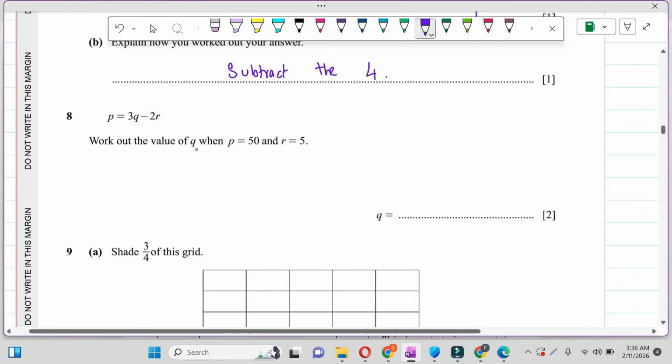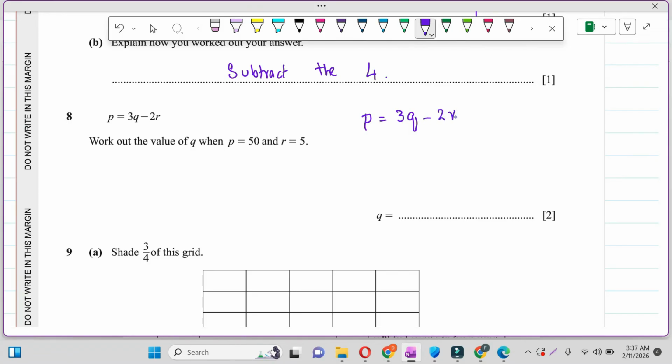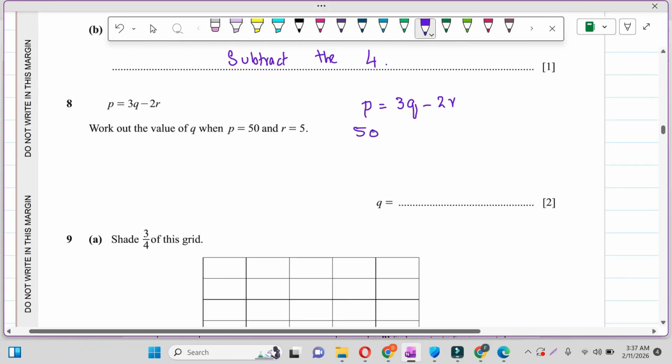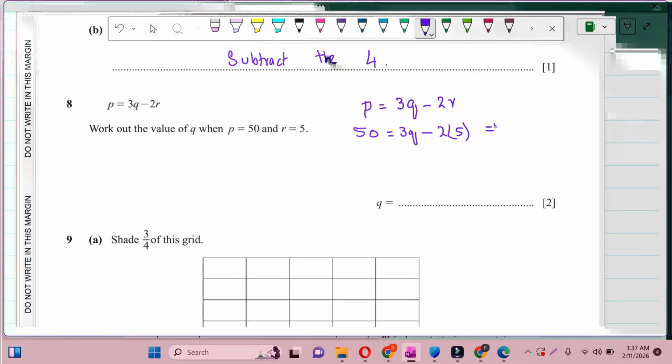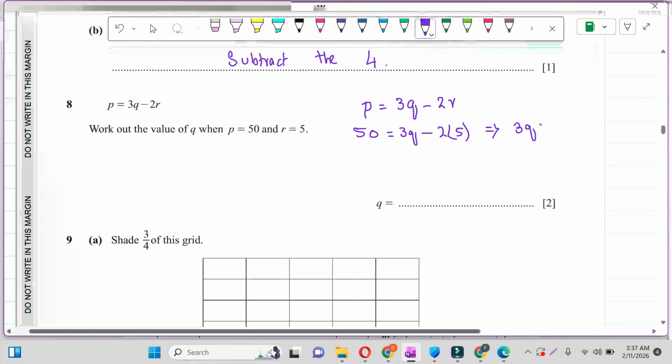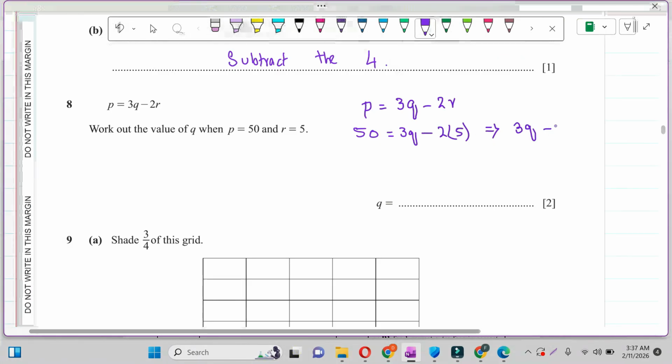Question number... work out the value of Q when P is equal to 50 and R is equal to 5. So we have the equation P equals 3 times Q minus 2 times R. Plugging the value of P and R, we will have 50 is equal to 3Q, because we need to find the value of Q and P is 50. So we plug the 50 here, minus 2 times R means 2 times 5. So further solving, we will have 3Q and minus 2 times 5 is 10.